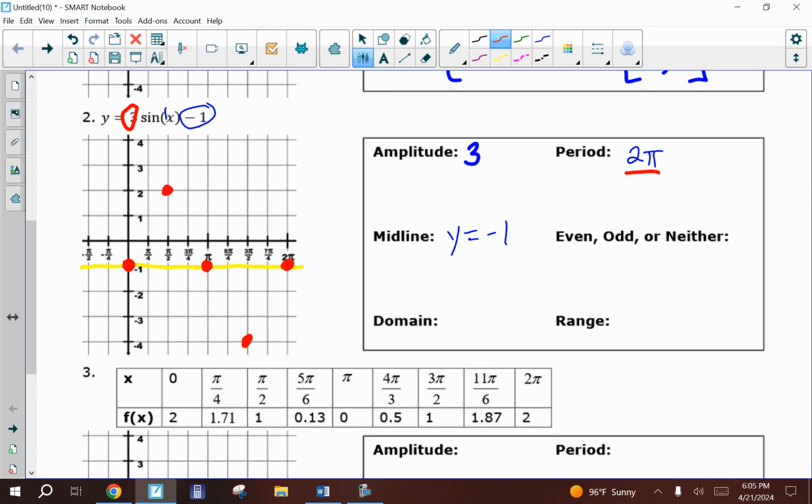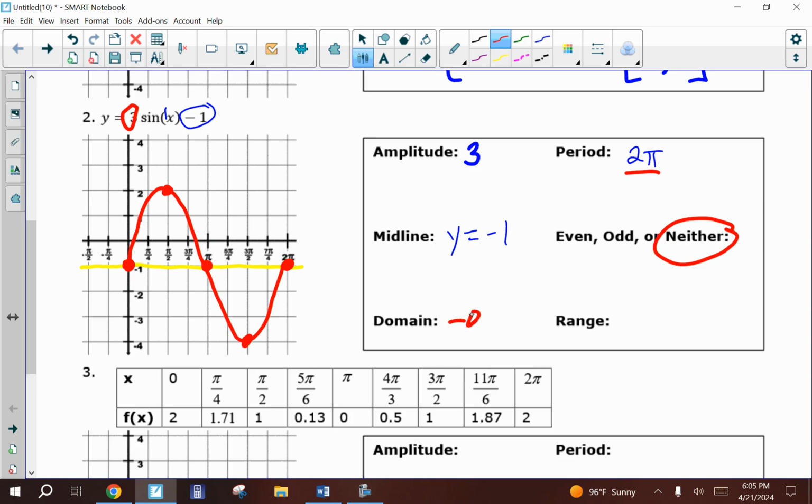So then I get this curve. It goes something like this, and there's our shape. So now we can come up with the rest of our answers. Sine shapes can only be odd, but they have to pass through the origin. So that means this one is neither.